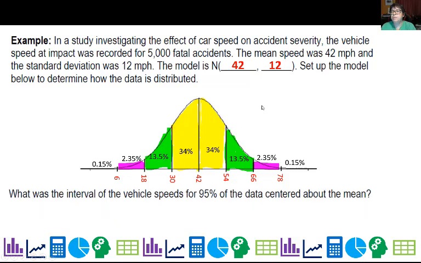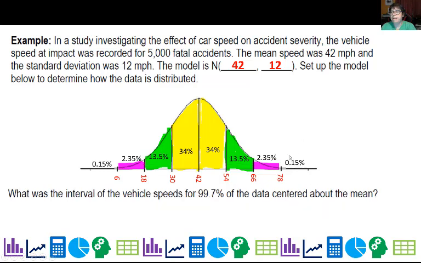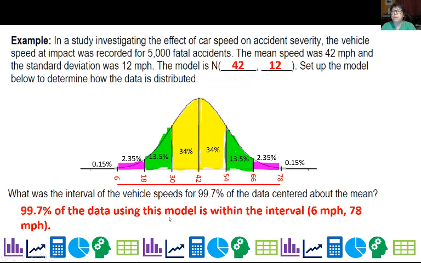What was the interval of vehicle speeds for 95% of the data centered about the mean? So now we're going to go 2 standard deviations away in each direction. We're going to go to 18 to 66. So that's the interval. Finally, 3 standard deviations from the mean is 99.7%. And so you would say from 6 miles per hour to 78 miles per hour.